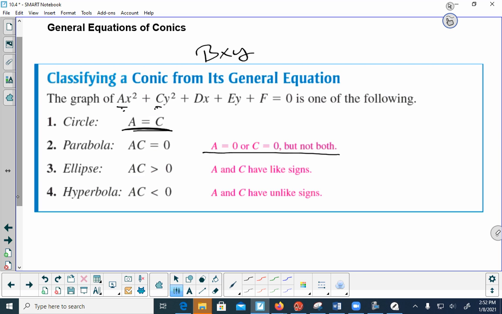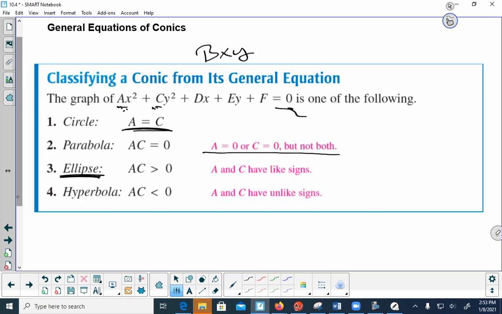If I multiply A and C, and they have like signs, so they're either both positive or they're both negative, then it's an ellipse. And when they're both negative, I end up dividing by a negative and it ends up being positive, so life is still good. So if the signs are the same, then I have an ellipse. If the signs are different, so one's positive and one's negative, then it's a hyperbola.